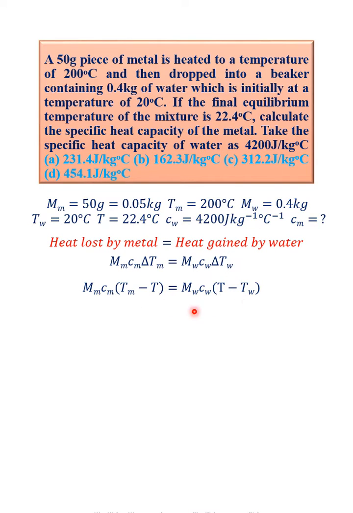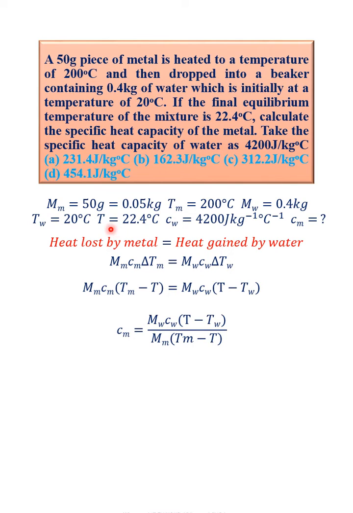So having this equation, we are just going to make Cm the subject of the formula, because that is what we are looking for. We are calculating the specific heat capacity of the metal, which is Cm. If we make Cm the subject of the formula, then mm and Tm minus T will all cross the equal to sign to the other side to become division, so that Cm will be equal to MwCw(T minus Tw) divided by mm times (Tm minus T), which is at the denominator.